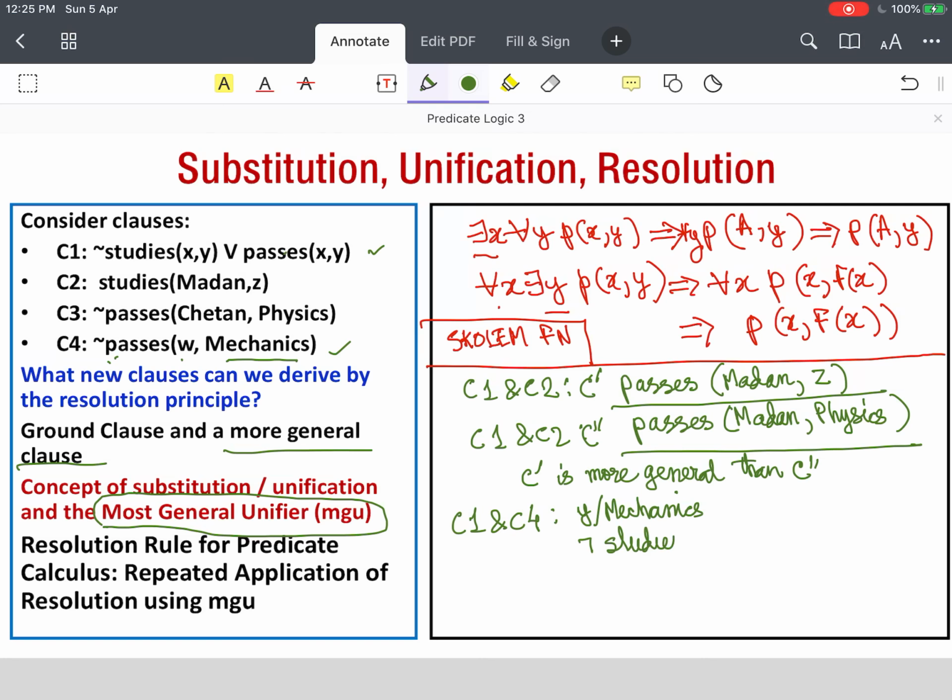we will derive, and we will get passes and not passes here. So we will derive not studies X mechanics. And now if we have this as our C triple dash, then this not studies X mechanics. So C2 and C triple dash, by a substitution of X as Madan and Z as mechanics, would give us false.